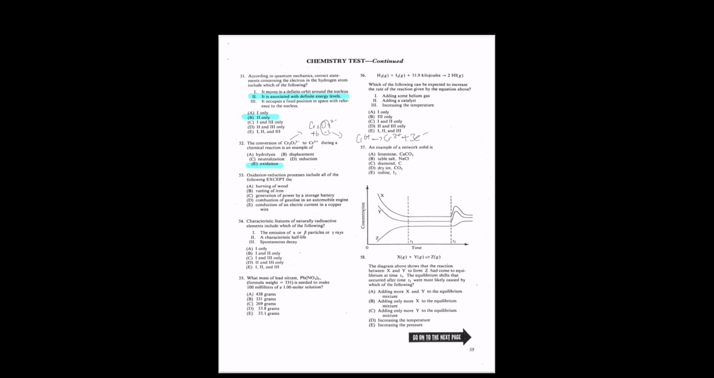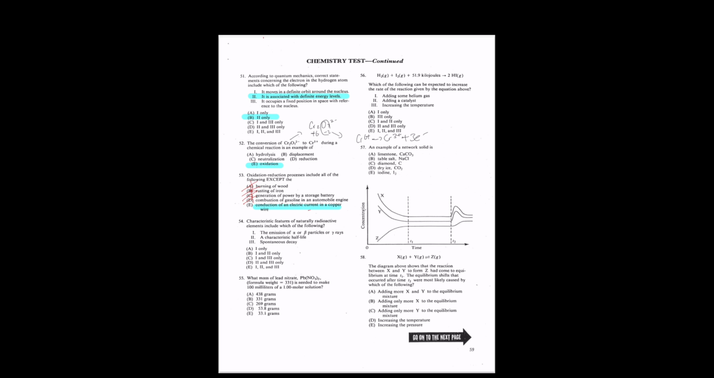53. Oxidation reduction processes include all of the following except. It's not A, because all combustion reactions are oxidation reduction reactions. Rusting of iron is definitely oxidation reduction. Generation of power by a storage battery, that's definitely oxidation reduction. Combustion of gasoline, combustion reactions. Conduction of an electric current in a copper wire is not an oxidation reduction reaction, because it's just a strip of copper wire and electrons passing through it. That's nothing, that's not an oxidation reduction reaction, so it should be E.